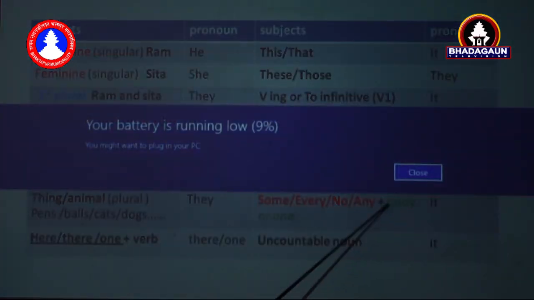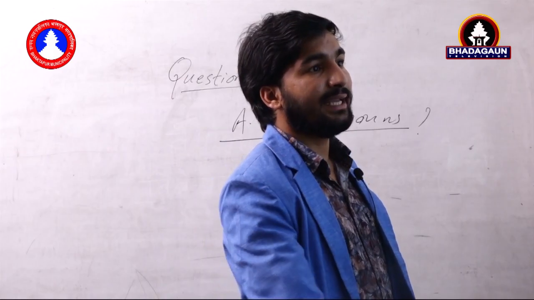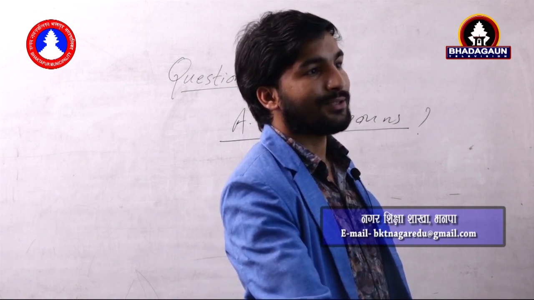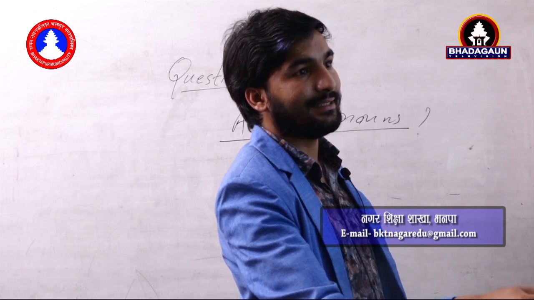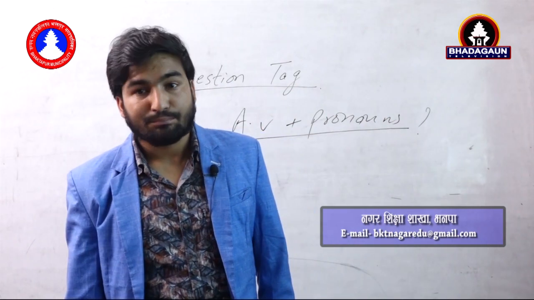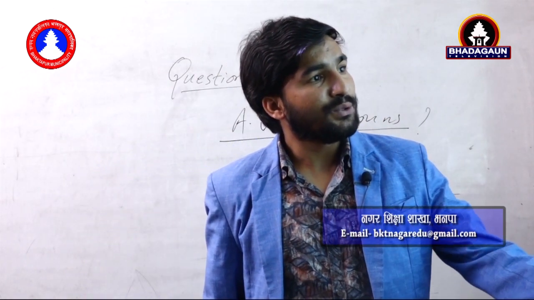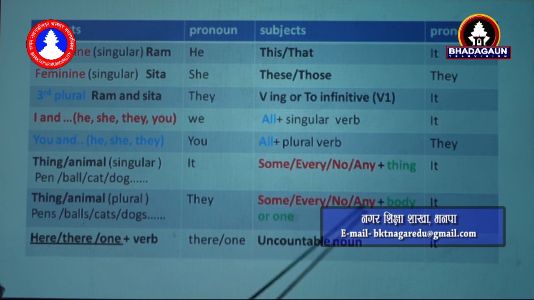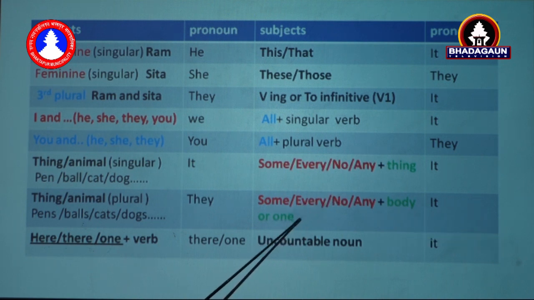Somebody, everybody, nobody, anybody, someone, everyone, no one, anyone. Sorry, there should be they, right? It is a mistake here, they. Uncountable noun, it. Somebody, everybody, nobody, anybody should be they. So they. Likewise, someone, everyone, no one, anyone, that should be they. Uncountable noun, always it.